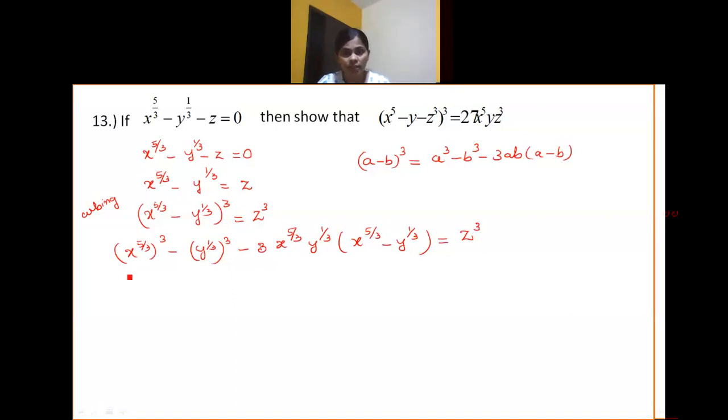Let me simplify the left side. x to the power 5 by 3 into 3 gives me x to the power 5, minus y to the power 1 by 3 to the whole power 3 gives me y, minus 3 into x to the power 5 by 3 into y to the power 1 by 3, let me keep as it is, whereas x to the power 5 by 3 minus y to the power 1 by 3 is nothing but z that we have in the previous step. So let me use that over here. So I can replace it as z is equal to z to the power 3.